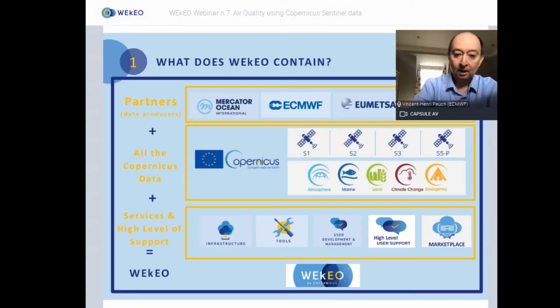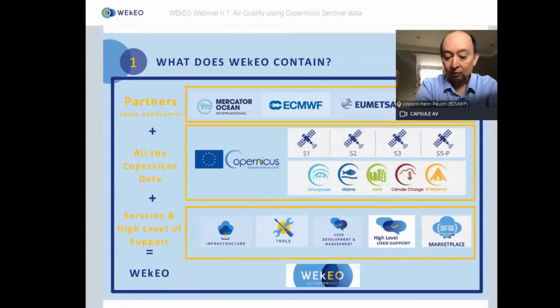What do you find in WEkEO? So first, you find a contact with the partners, and as I said, with Mercator, EUMETSAT, European Environment Agency, and ECMWF. You have a direct contact to the data producer for most of the Copernicus services and the space segment.